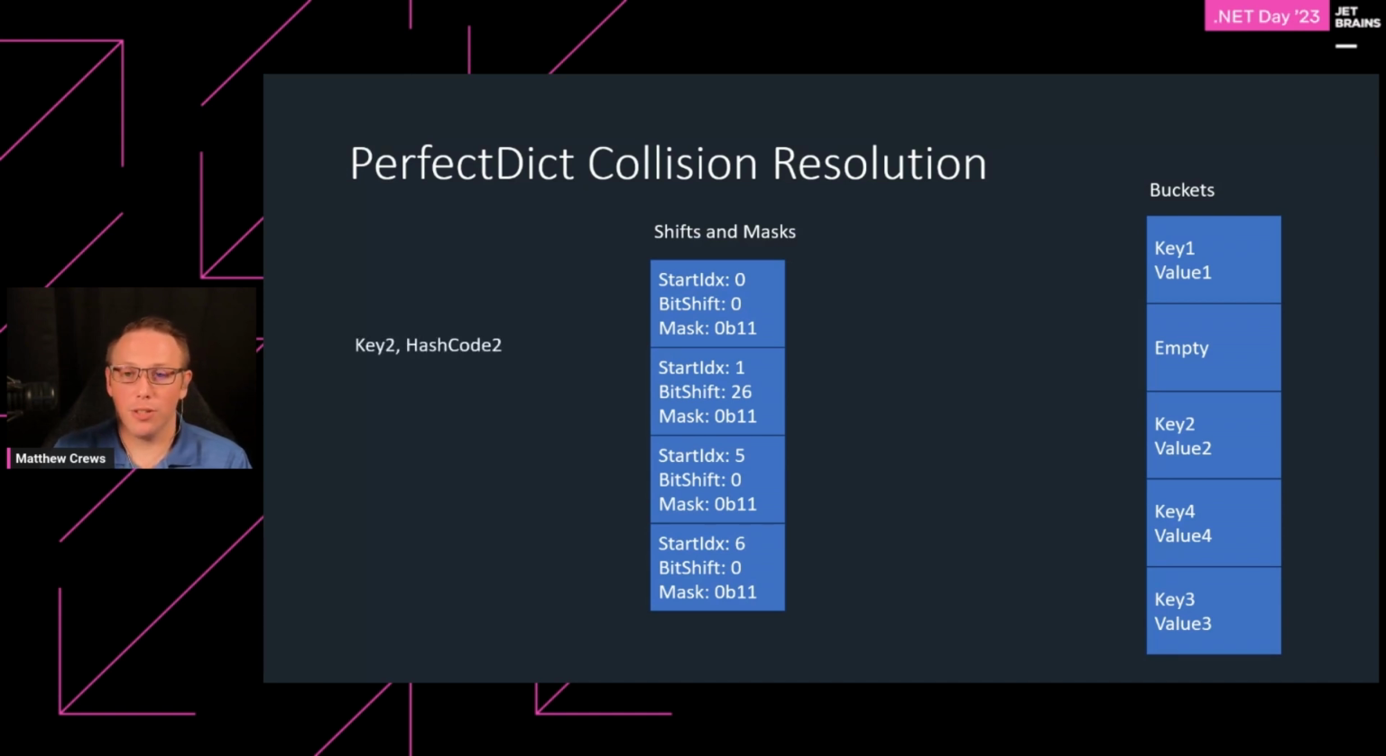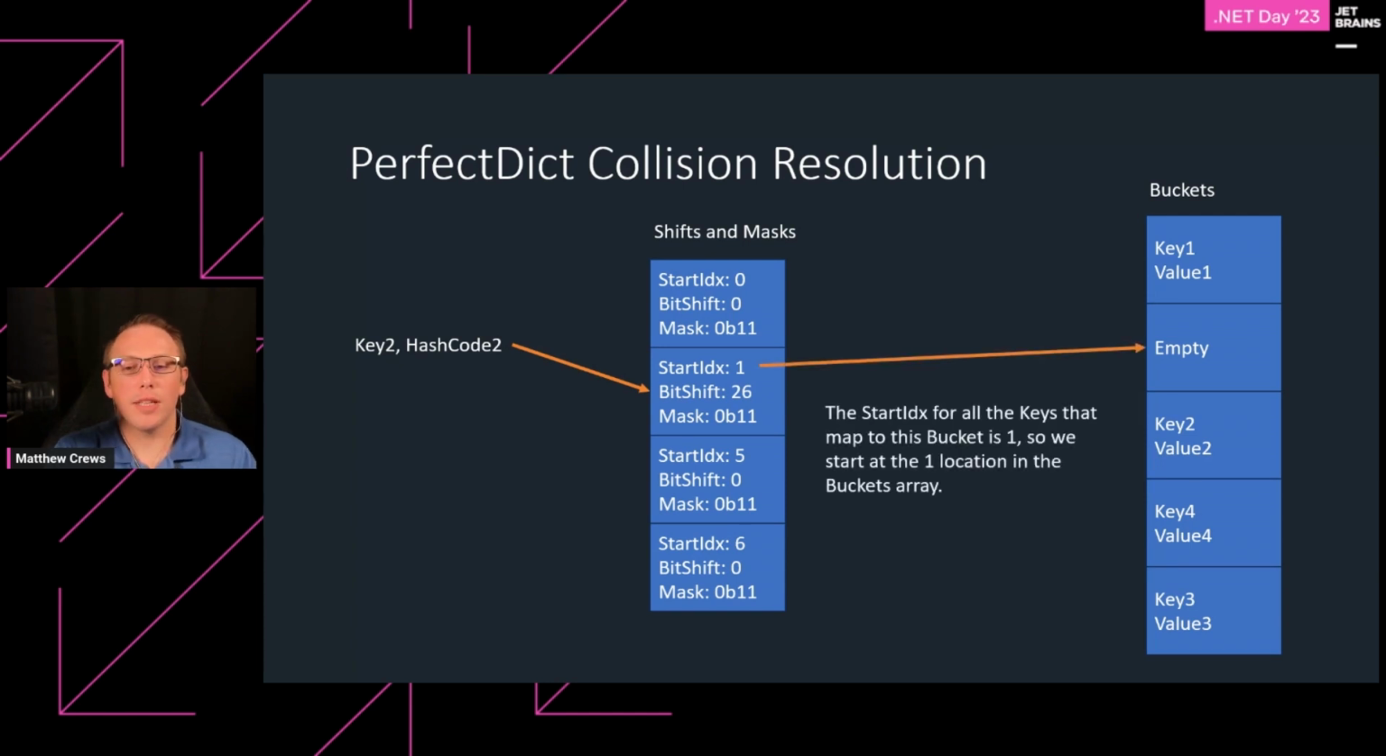Let's say I have key 2. It gives me hash code 2. That hash code is still mapping to that second bucket like it did before. And now I can use what I'm calling the start index to say all of the keys that map to this bucket, their values start at this location in the buckets array. So this is a way I can store all the different values in one contiguous array: I'm using the start index to say, hey, every key that mapped to here, their values actually start here in the buckets array.